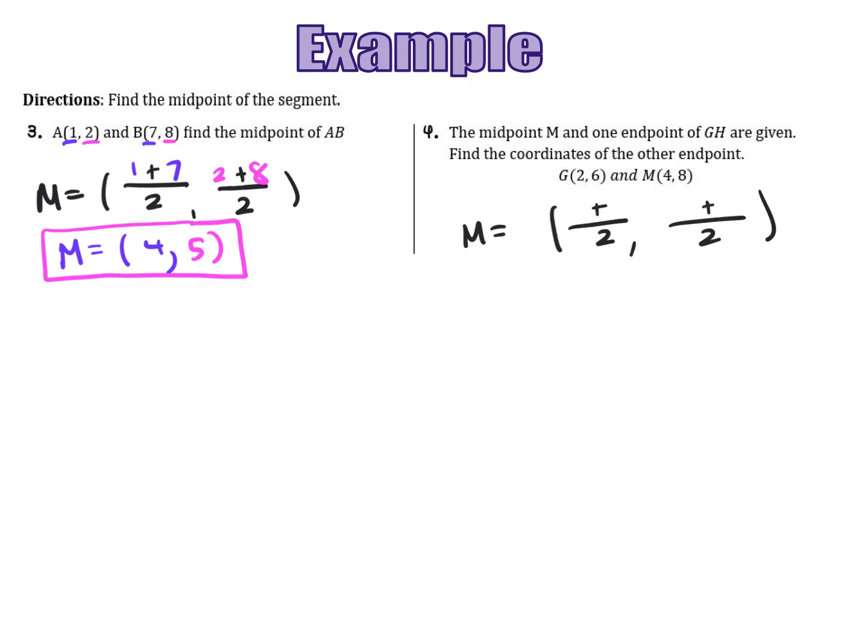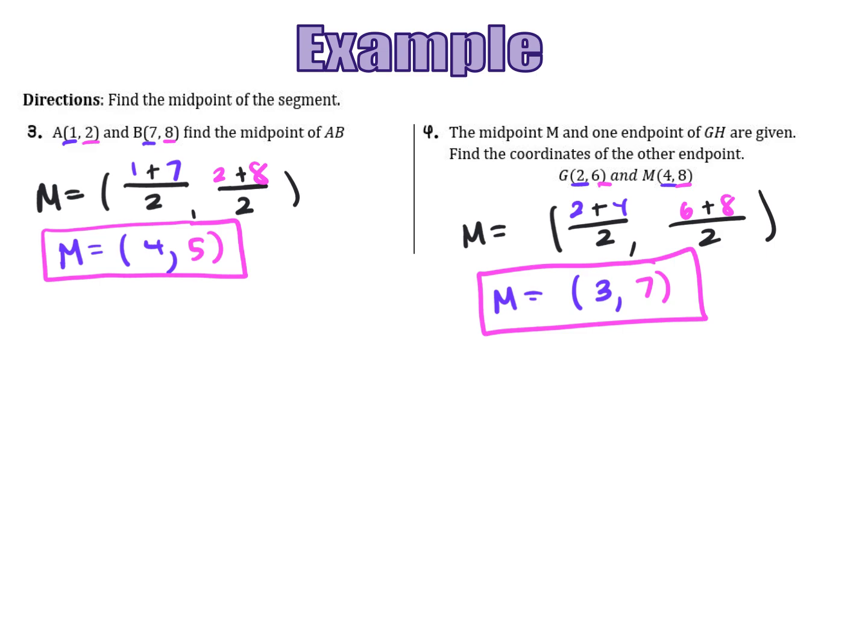All right, so again, here is the setup. I'm going to identify my 2 x coordinates, 2 and 4, my 2 y coordinates, 6 and 8, and then I'm going to go ahead and simplify. 2 plus 4 is 6, half of 6 is 3, 6 plus 8 is 14, half of 14 is 7, and there I have the coordinates of my midpoint.